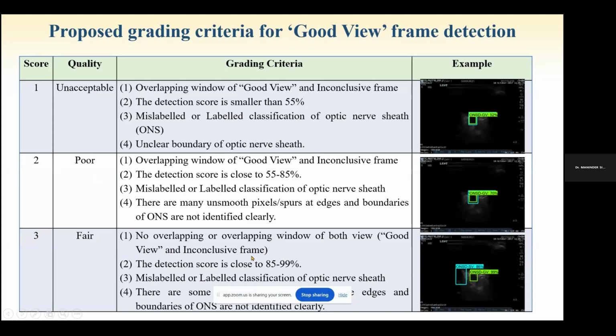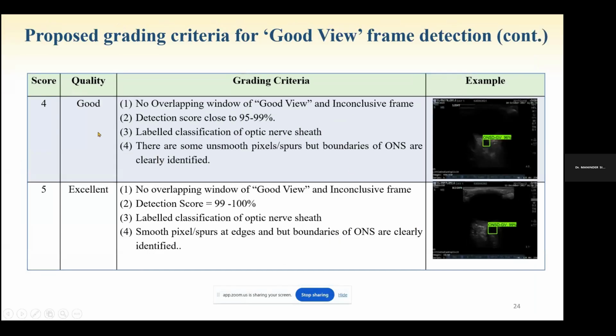And if it is close to 85 to 99%, you can see the windows come out differently. One is showing 86% and another showing 90. If there are two overlapping windows, then we are not allowing those windows, so we are rejecting those images as a good view. Moreover, for the perfect ones, good and excellent, we consider these two cases where the score is above 95% or 99%. So these were the scores 4 and 5 we have chosen.